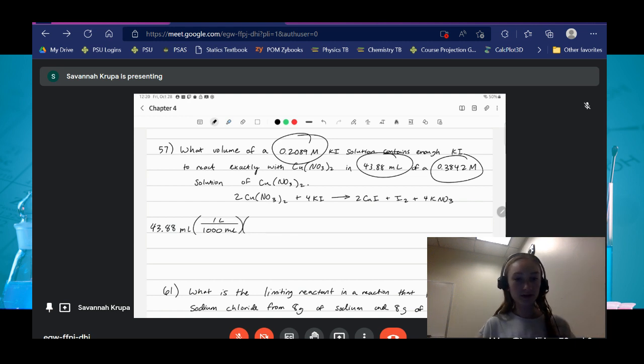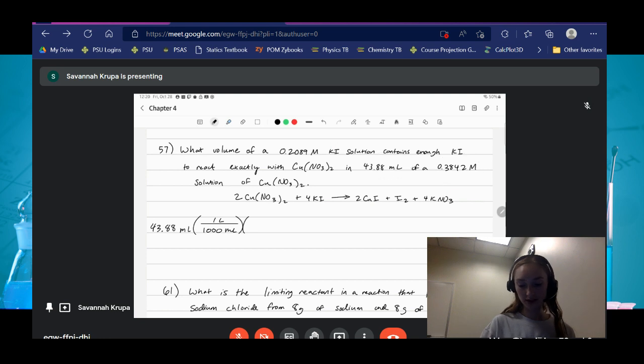And now that we're in liters, we want to get to moles of the copper nitrate, because we want to figure out how much we actually have in moles, and then we can use a mole ratio. And once we have the mole ratio, it's asking for a volume, so that's an indicator that we're going to need a liter amount. And it gave us 2 molarities in the question, so we can use the second molarity of the KI to then get to liters. So I'll show you what that looks like in the conversions.